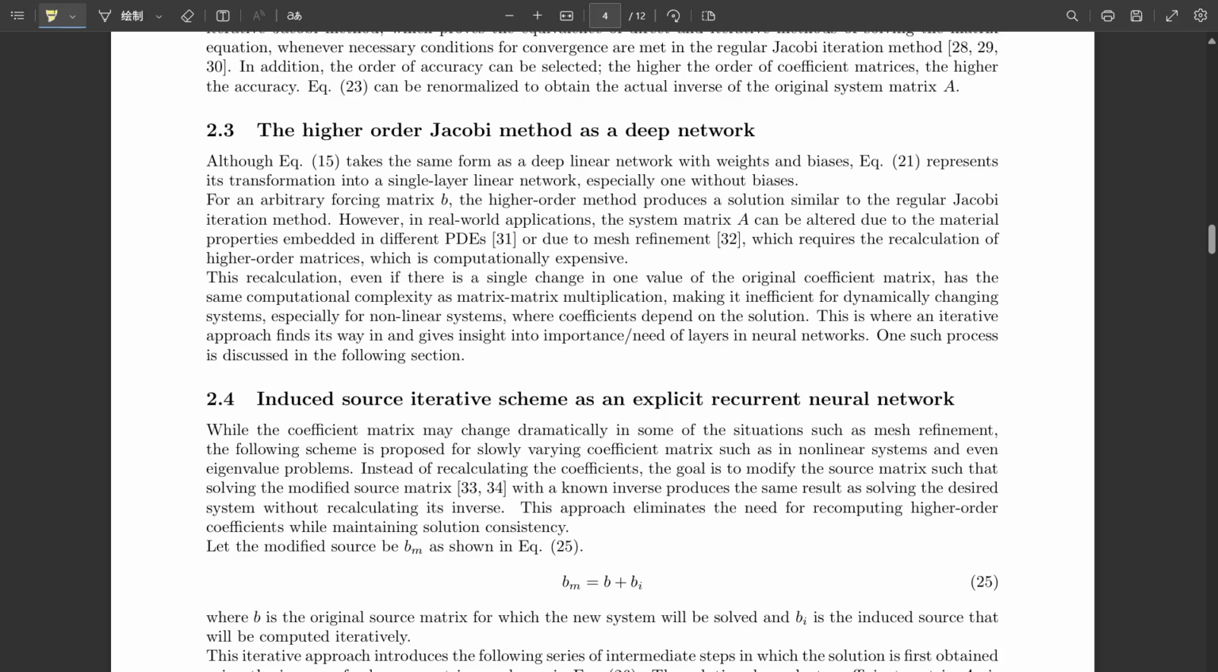Right, if A keeps changing, recalculating those alpha terms or the inverse every single time would just kill performance. That upfront cost becomes a constant burden. So how do they deal with a dynamic A? They introduce something called the induced source iterative scheme.